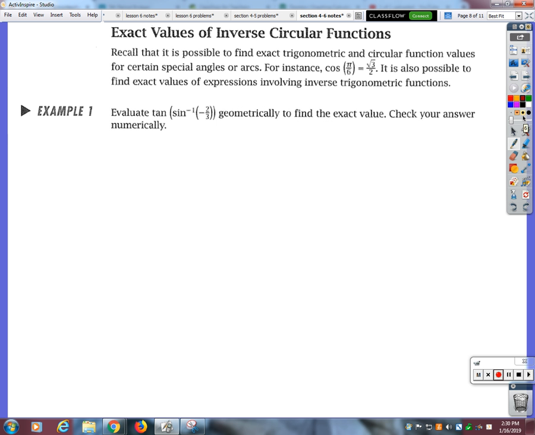Okay, what is something that we can do? The little tiny piece that I told you is we can do this without a calculator. We can do this geometrically. So let's find the tangent of the inverse sine of negative 2 over 3. Okay, are you ready? Not on a calculator. I just said that. We're going to do this geometrically. We're going to do it by drawing triangles.